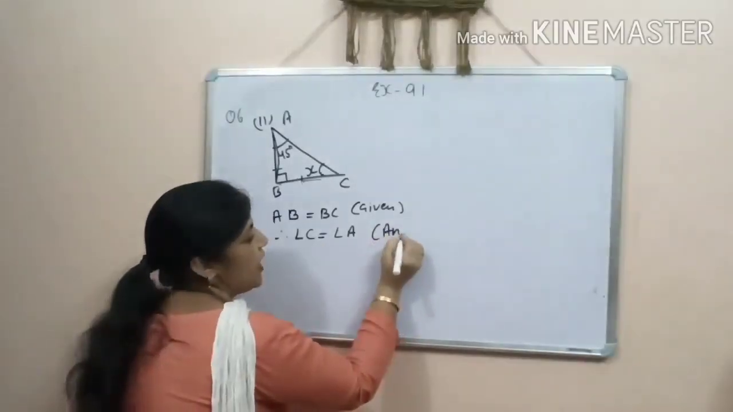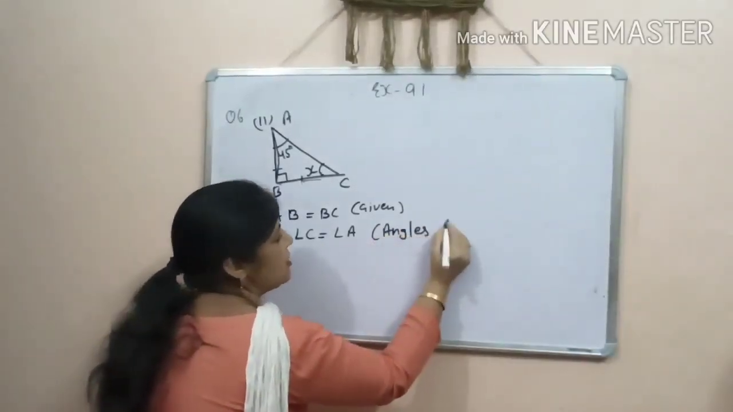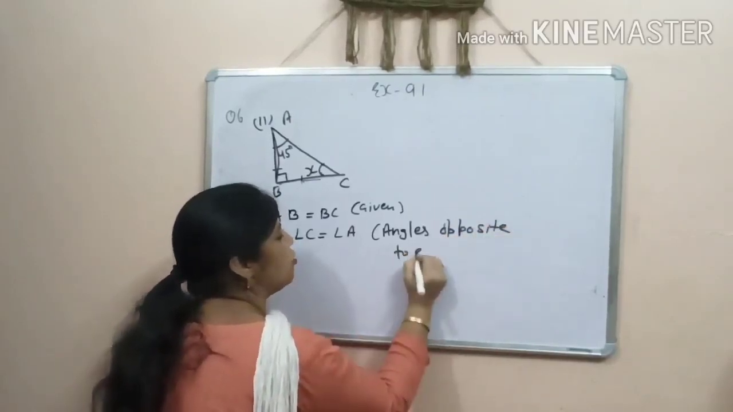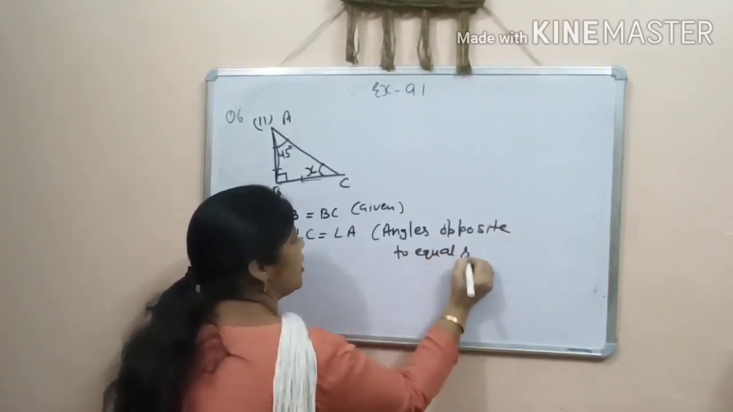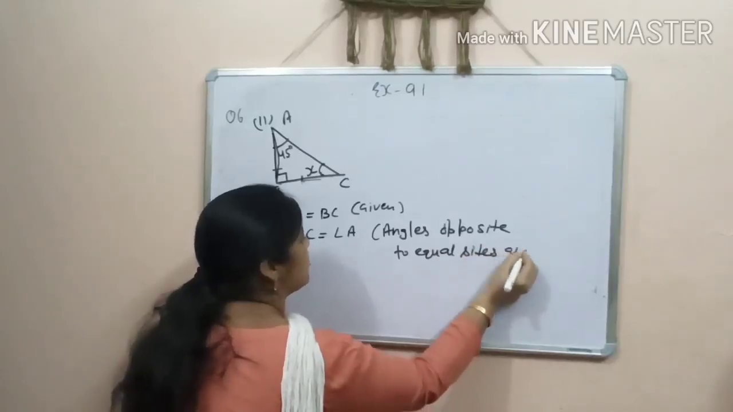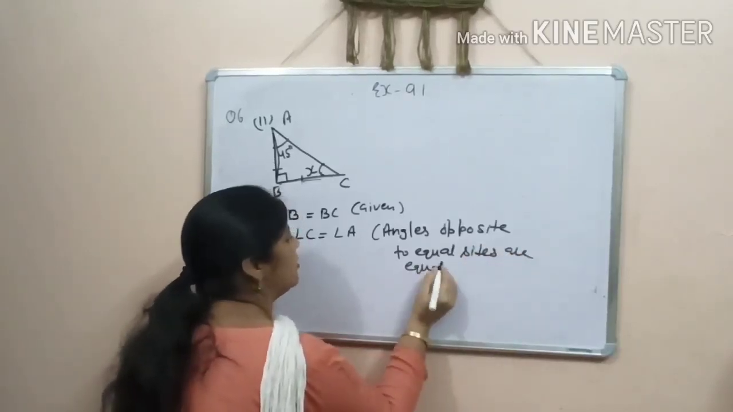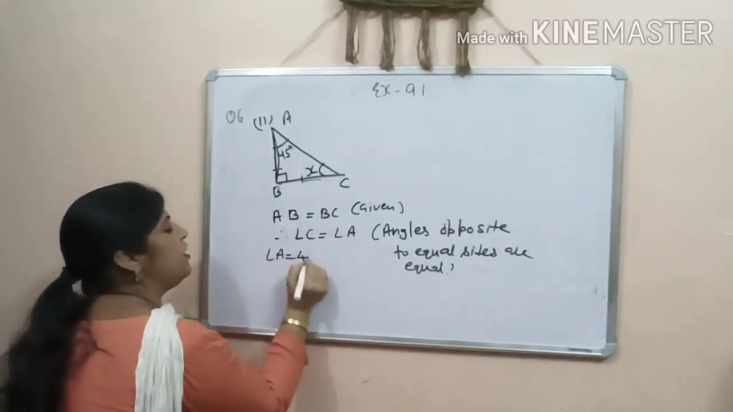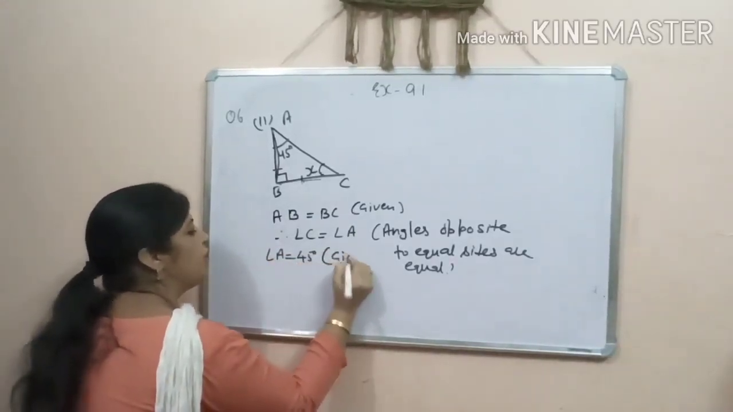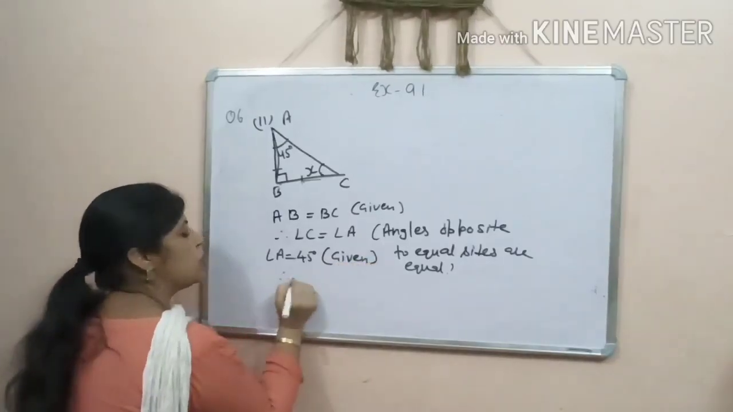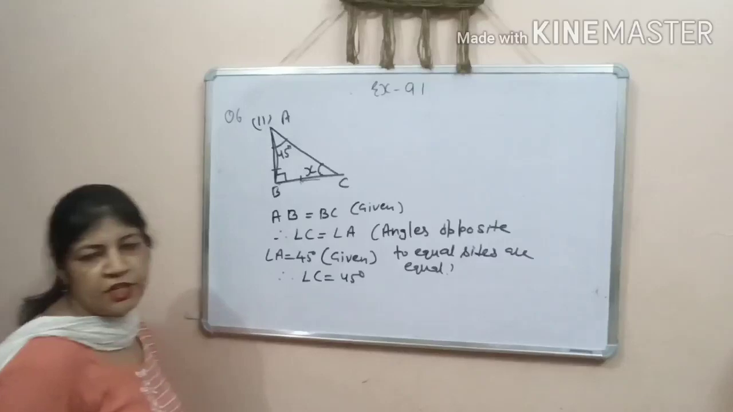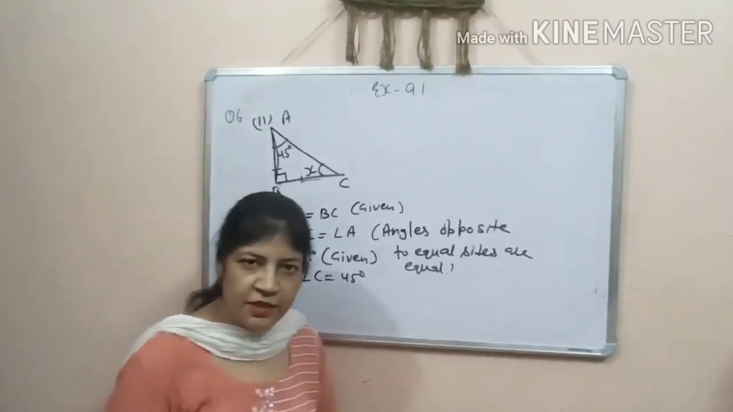So what will you write? With the same reason: angles opposite to equal sides are equal. Now A is 45 degree. That is given. So therefore angle C will also be 45 degree. Clear?